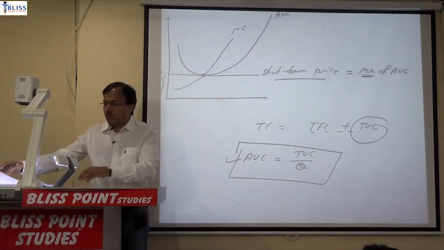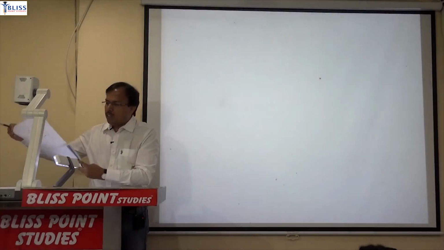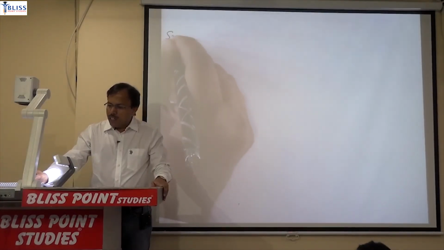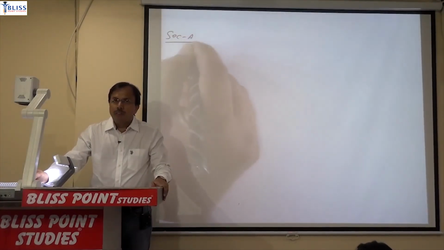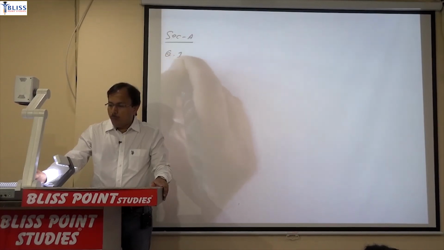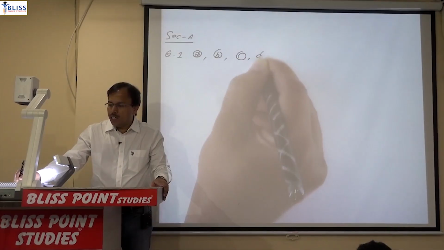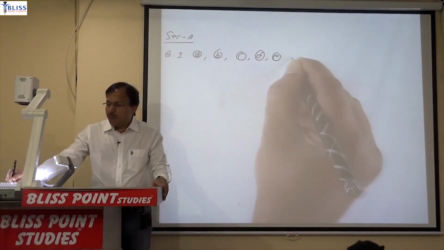So the compulsory one you have to cut it short. In terms of compulsory question there are 10. The paper structure will be section A, question number 1, that will be A part, B, C, D and E, and this part is compulsory.